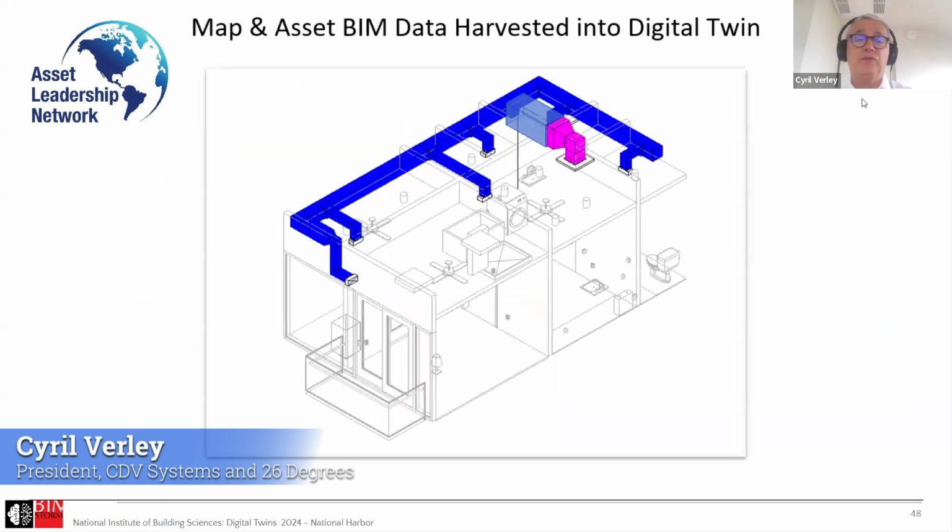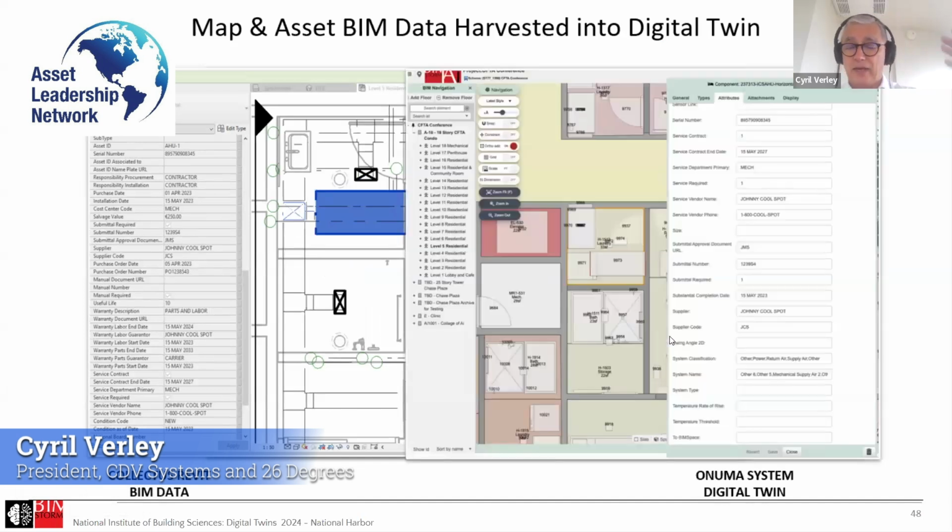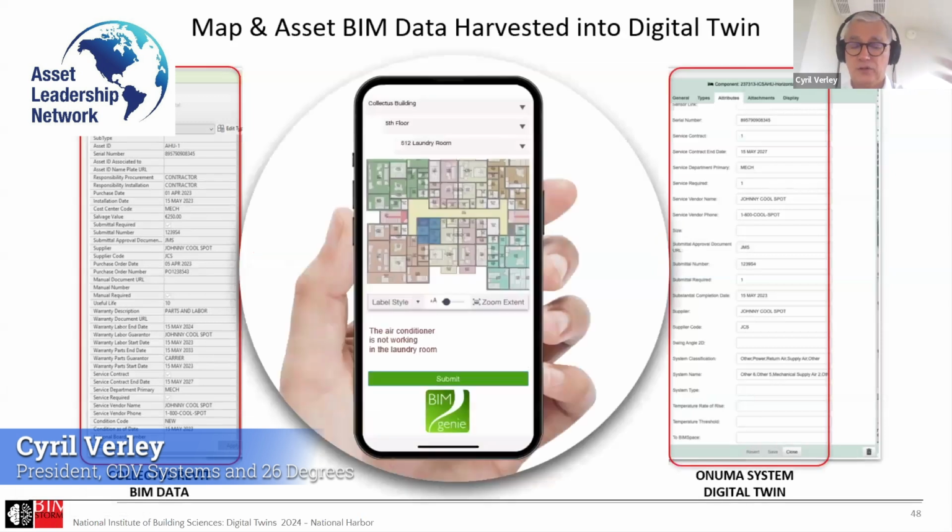So here's an example of just that. Here's a data-rich Revit model. You can see all the parameters, the data structure that's there. You can see the warranty information, installation date. The information is already there. They just have to fill it in. And that gets harvested into a NUMA system. And from there, you get this digital twin.